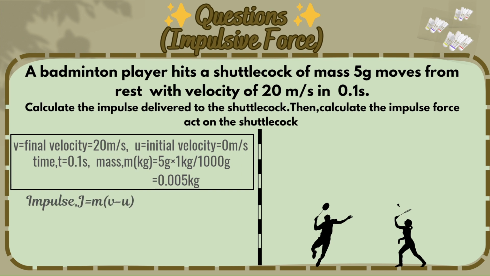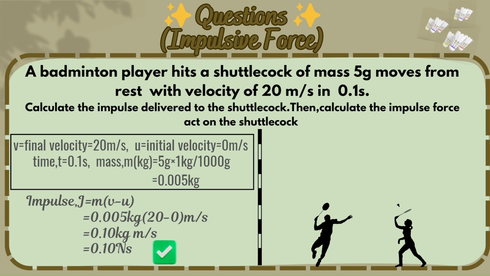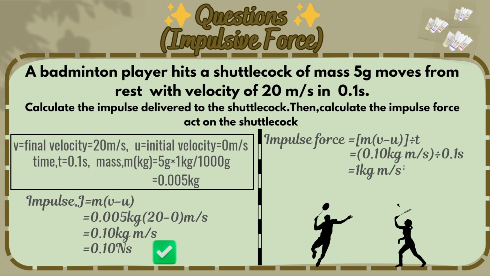So for impulse, the formula is m times the bracket v minus u. Insert the values and the answer is 0.10 Newton second. For impulsive force, the formula is m times the bracket v minus u, and the answer divided by t. Insert the values and then the answer is 1 Newton.